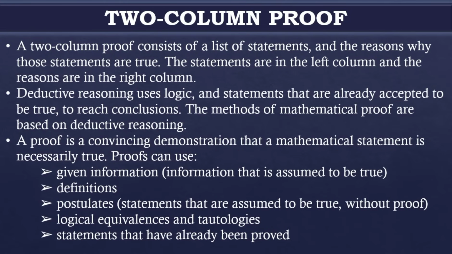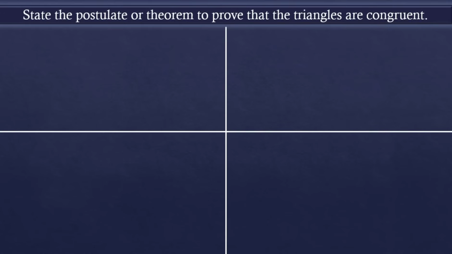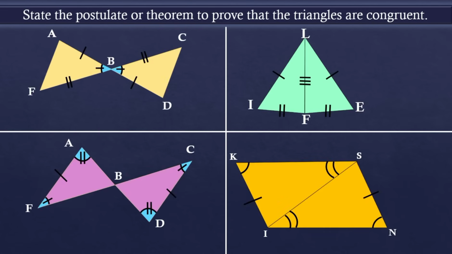So, for us to construct a two-column proof, ito rin yung tinatawag natin na formal proof, dapat po alam muna natin ang mga definitions, postulates, theorem na pwede po natin gamitin as reasons. So, before we proceed, let us state the postulate or theorem to prove that the triangles are congruent. So, I have here 4 sets of figures. Now, can you please tell me if it's SAS, AAS, SSS, or ASA?